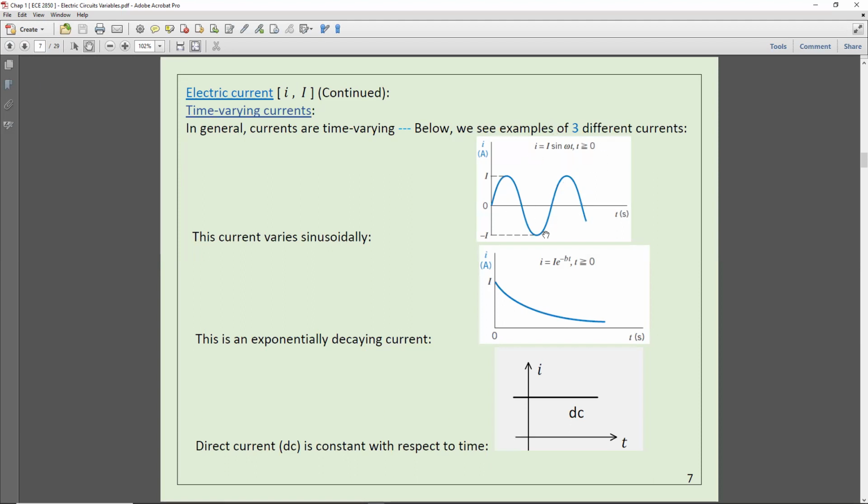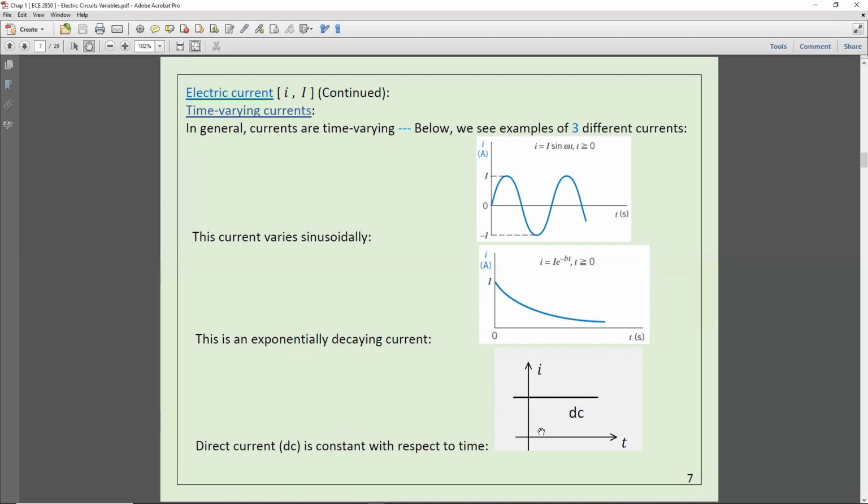It can be this way, or it can be exponential this way. So it's a function of time. It can take any function, but for sure this one is very popular. This one also is very popular, and so on. Or it can be constant with time. So here what this means, if it's a relation with the time, that means I is constant here.